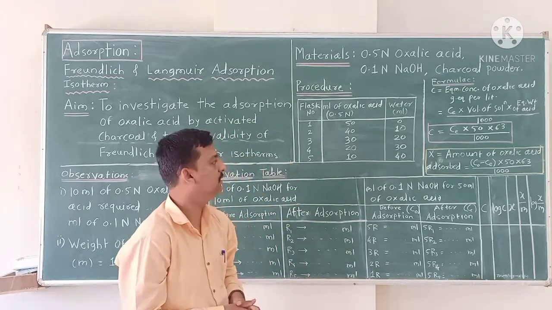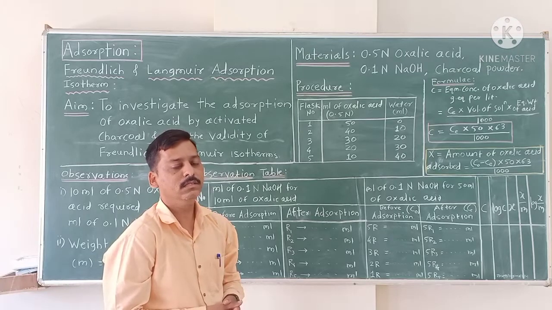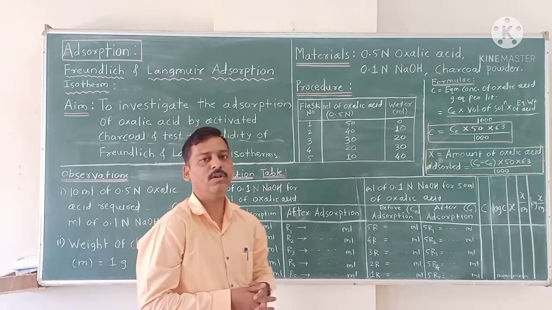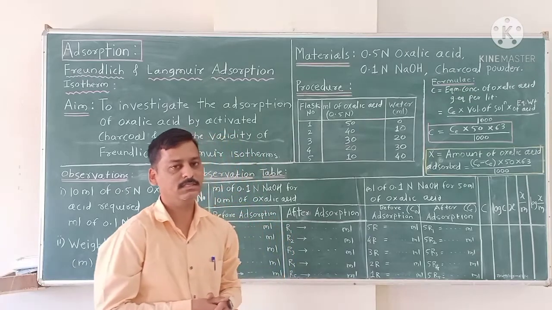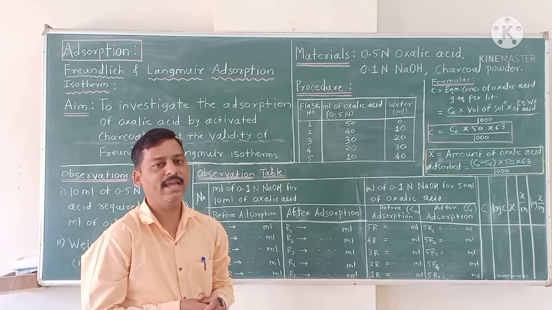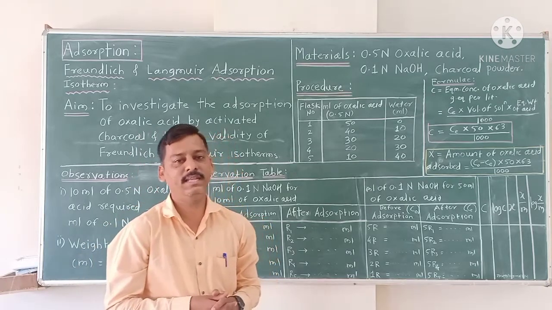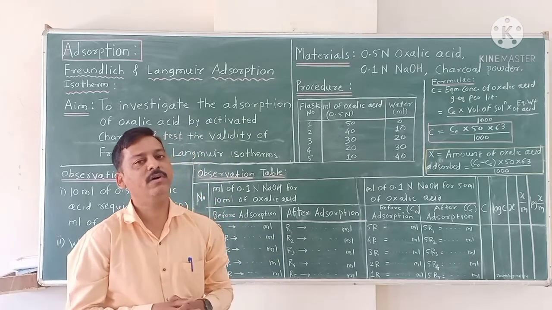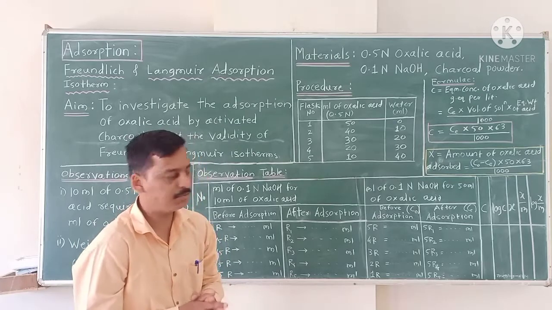Keep this oxalic acid mixture with the charcoal for half an hour. Then we filter the solution. Whatever oxalic acid we get, we titrate with NaOH using the phenolphthalein indicator. The end point of our titration is colorless to pink. So that is our experiment.